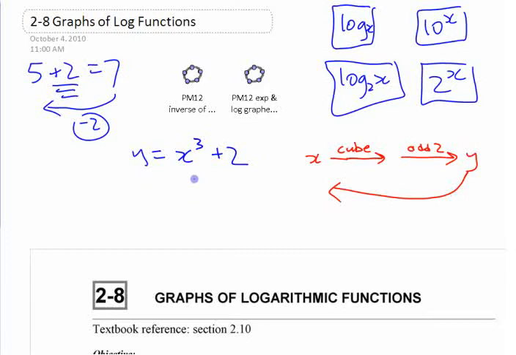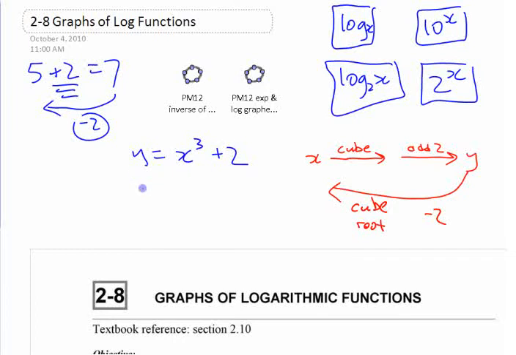If the first thing I did here was cubing the thing, and then I added 2, when I go backwards, what order do I have to undo them in? What do you have to do first? You have to subtract 2, and then you have to do the inverse of cubing, which is cube rooting. The inverse of cubing is cube root, or raising it to the power of 1/3.